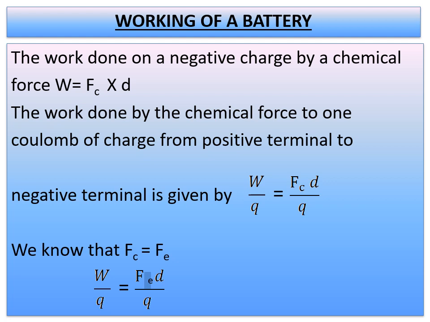The work done by the chemical force to move 1 coulomb of charge from the positive terminal to the negative terminal is given by W by Q. We know W is Fc into D, where D is the distance between the terminals, children. So it is Fc into D by Q. Already we know that Fc is equal to Fe. So W by Q is equal to Fe into D by Q.